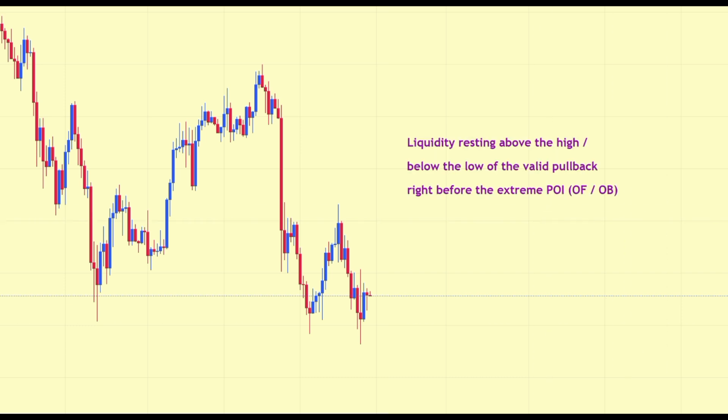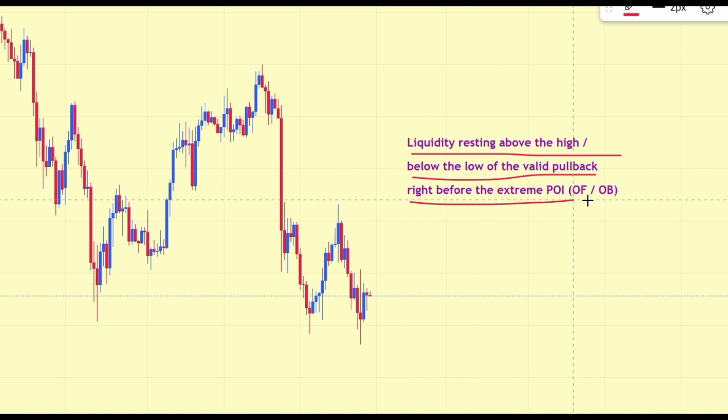So what is engineering liquidity? Engineering liquidity is the liquidity resting above the high or below the low of the valid pullback. The keyword here is valid pullback right before the extreme POI. And the POI, it depends. We said it can be an order flow or order block. It just depends on what the trading range gives.